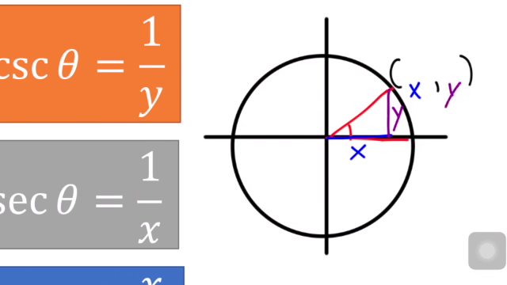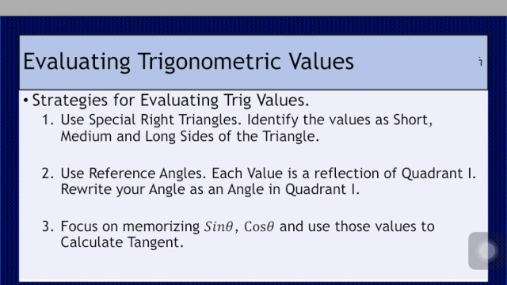Let's see what's next. All right, so I just wanted to go over a few strategies for evaluating the trigonometric values. The first strategy is we're going to use special right triangles to identify the values of the short, medium, and long sides of the triangle. We'll get to that in the next slide. A second strategy I'm going to show you is how to use reference angles. Each value is really a reflection of quadrant 1. Remember, that's how we derived all the values on the unit circle. We just applied the special right triangles to the first quadrant and then reflected it to every other quadrant.